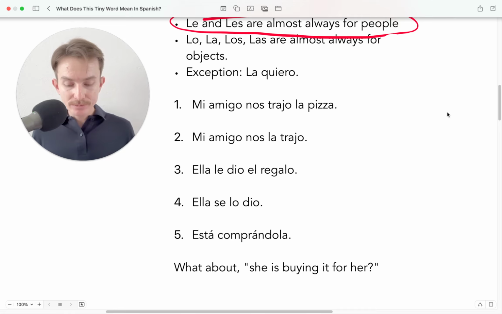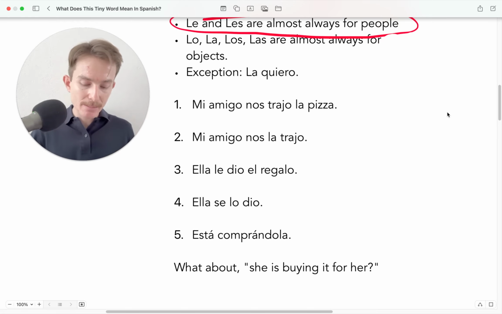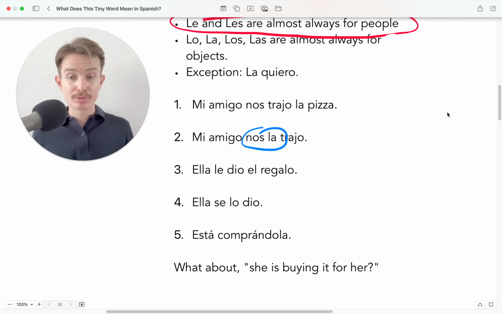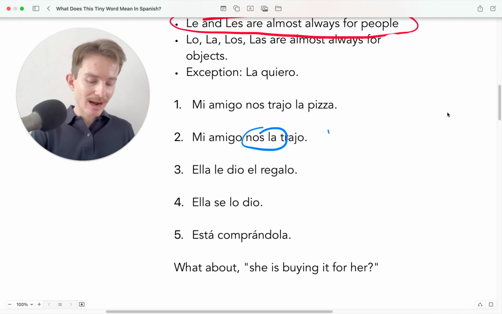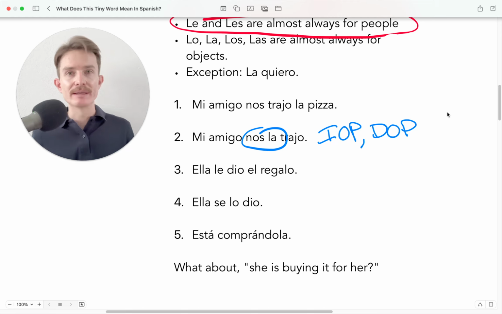So for example, mi amigo nos trajo la pizza. Now, we can shorten this even more and we can combine our object pronouns. So we have our IOP first, and then we have our DOP. So in Spanish, when you are speaking, the indirect object pronoun is always going to go before the direct object pronoun. That's very important to remember. The indirect object pronoun always comes before the direct object pronoun.